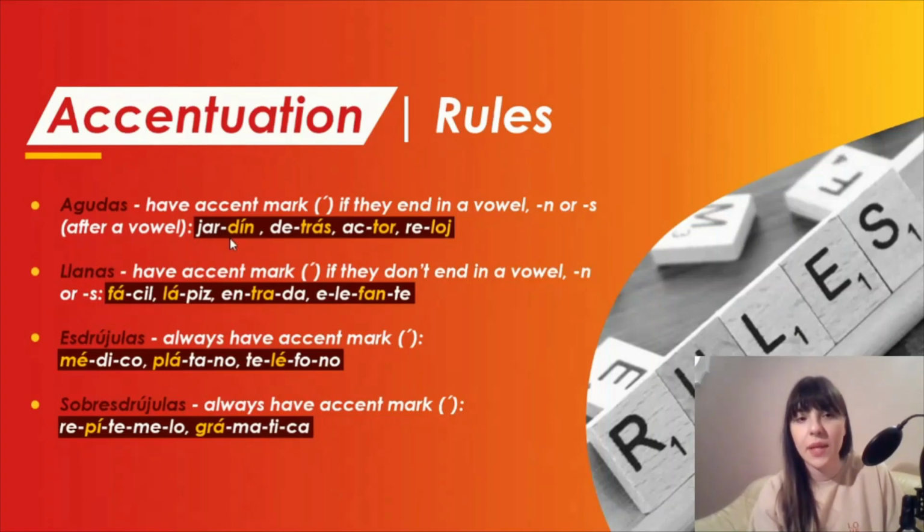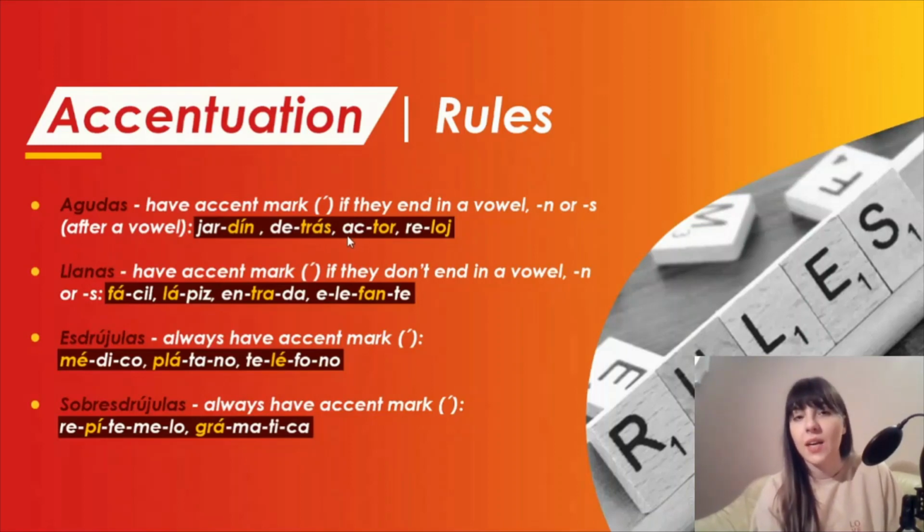So this word belongs to agudas because the last syllable is the stressed one. Okay, and we see that it ends in n and it's preceded by a vowel. So we put the accent mark in these words, and the accent mark goes on the vowel. The next example is detrás. So the last syllable is the stressed one. It ends in s preceded by a vowel, so this vowel has an accent mark.